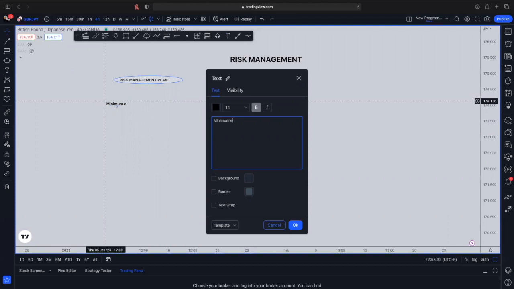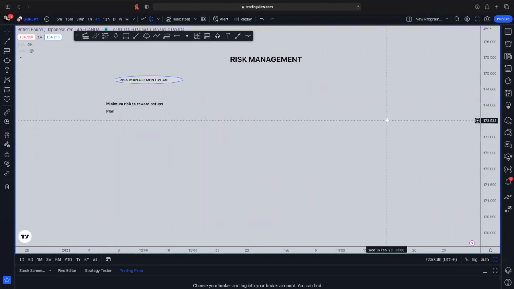Okay, we're going to go over minimum risk to reward setups and an actual plan for us. I'm going to create a plan for all of us.